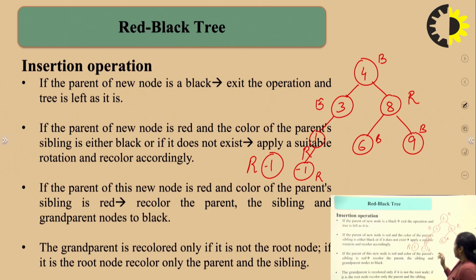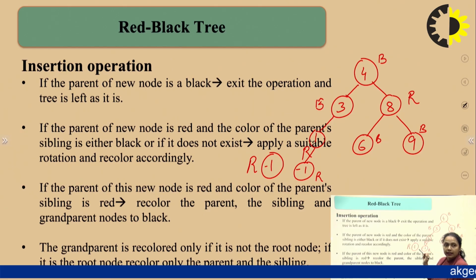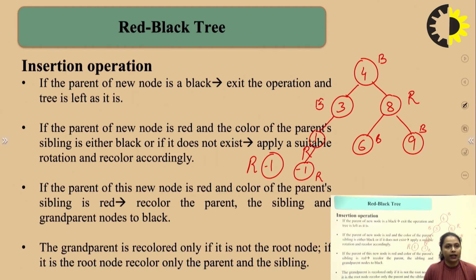Now, see, the new node that is red in color has a parent which is also red in color. So this is the second case when we perform insertion. Here the property of the red black tree has been violated, because according to the red black tree property, there cannot be two adjacent red nodes. And here we are having two adjacent red nodes, that is 1 and -1.